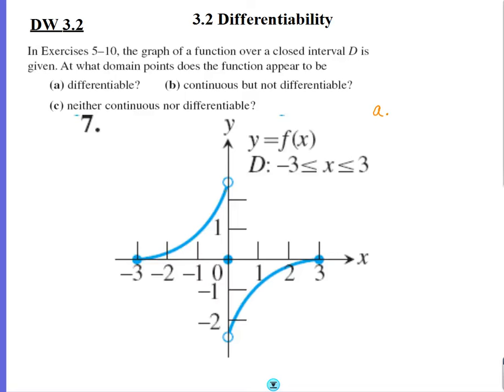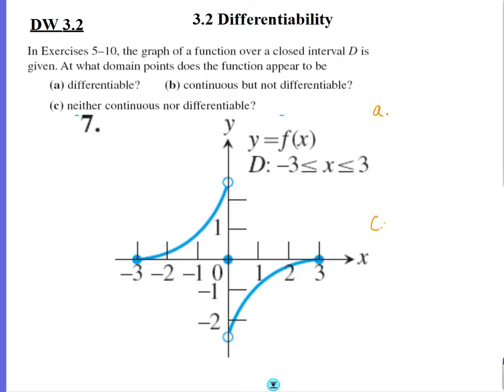Part B is going to ask you, where is it continuous but not differentiable? I'll give you a hint, there's nothing in this one for part B. Part C: where is it neither continuous nor differentiable? So where is it discontinuous? I'm going to go ahead and pause the video. You guys can check your answers when we're done.